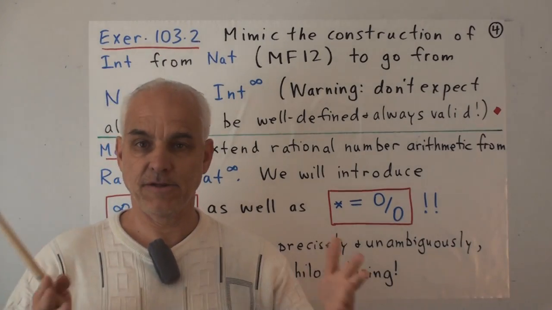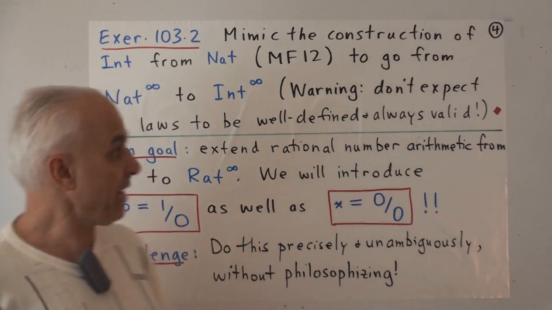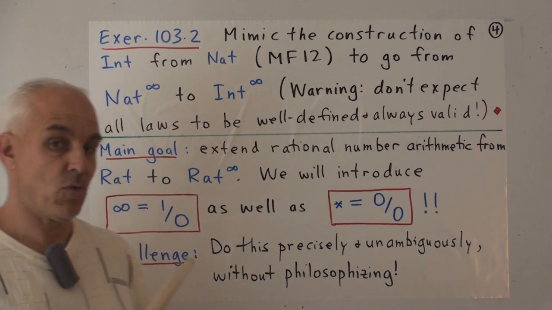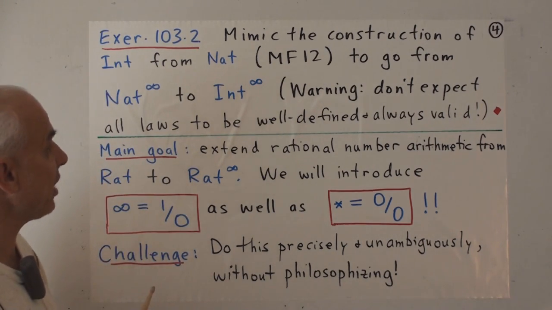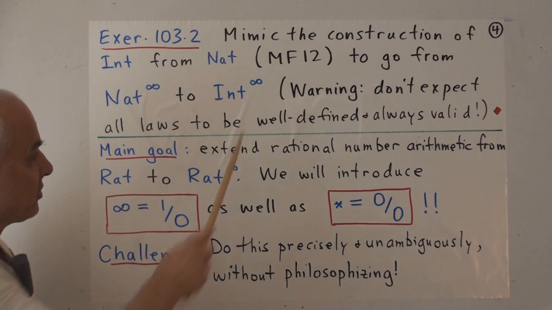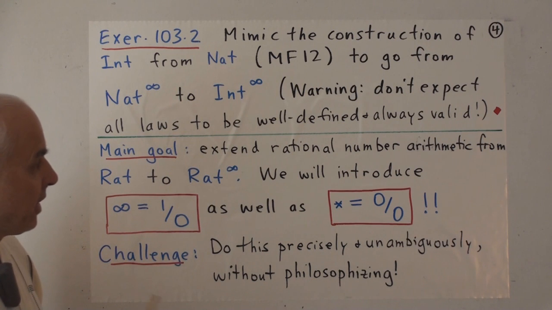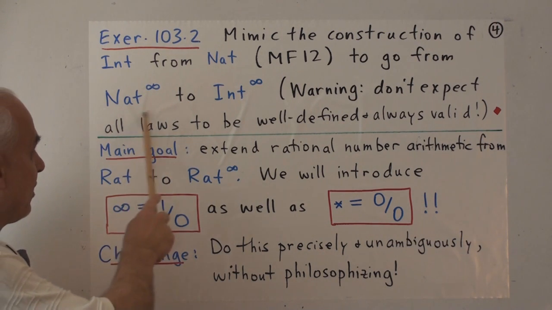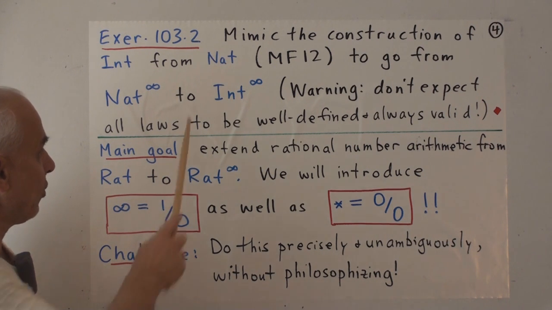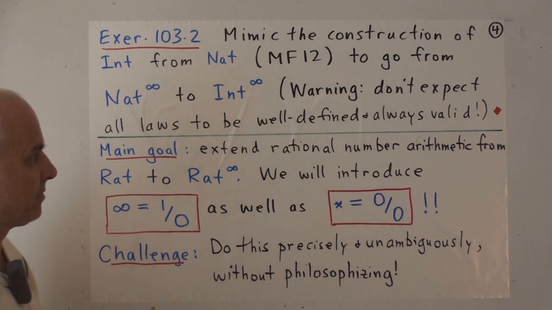All right, so we've added infinity to the natural numbers. How about adding infinity to the integers? So one approach to that is to mimic the construction of going from the natural numbers to the integers, described in Math Foundations 12, to go from these new augmented natural numbers, nat infinity, to, say, int infinity.